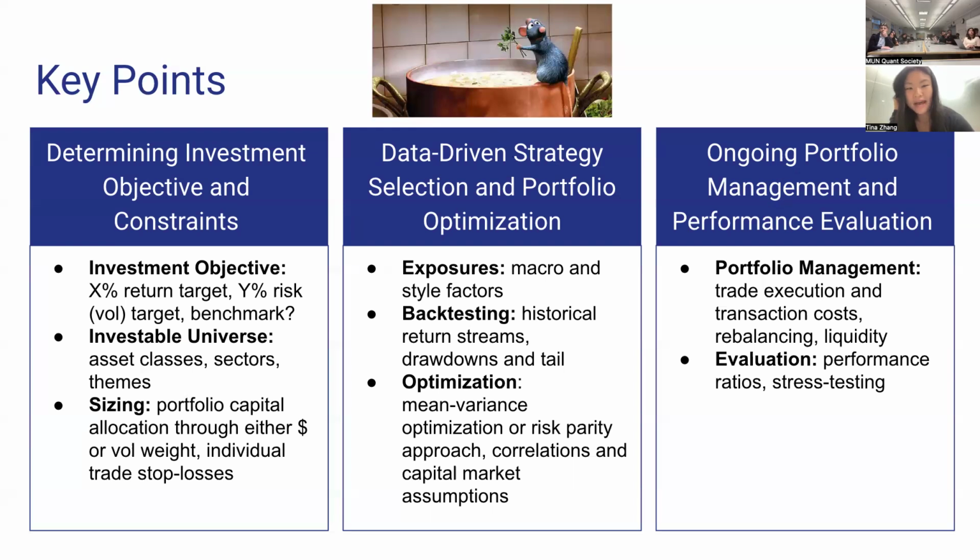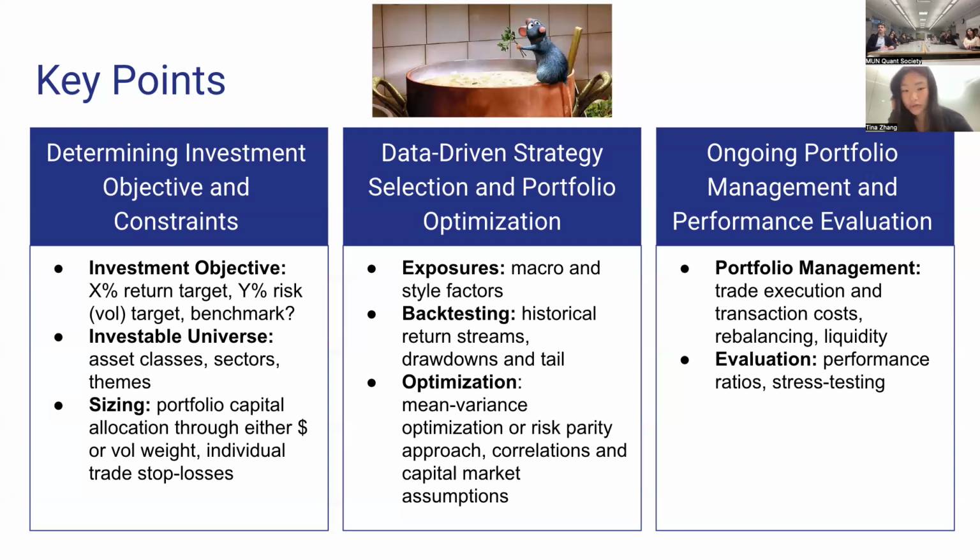The second part would be actually using data to select your strategy and then optimizing your portfolio. So we talk in the industry about exposures, both to macroeconomic as well as style factors. We'll get into all this in more detail one by one. But just to give you guys an idea of what we're going to go through. The other thing would be backtesting. So how do you actually evaluate whether a strategy you want to put on is robust?